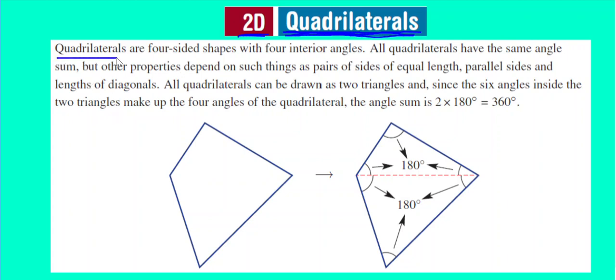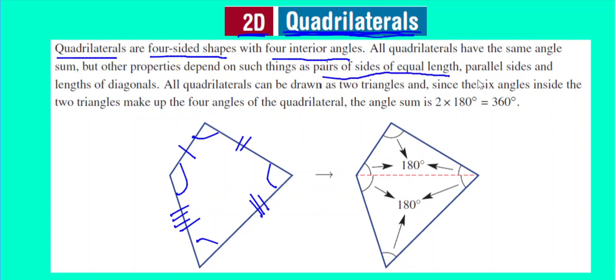So what are quadrilaterals? They are four-sided shapes, and they have four interior angles. As you can see here, 1, 2, 3, 4 interior angles, and 1, 2, 3, and 4 sides. All quadrilaterals have the same angle sum, and we'll get to that in a minute, but other properties can depend on other things such as how many pairs of equal sides there are, parallel sides, and lengths of diagonals. So we'll cover all that very shortly.